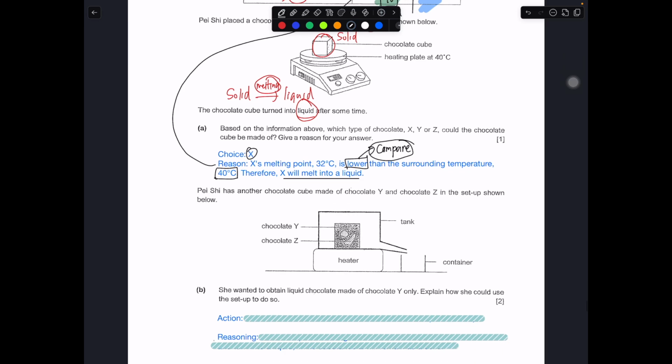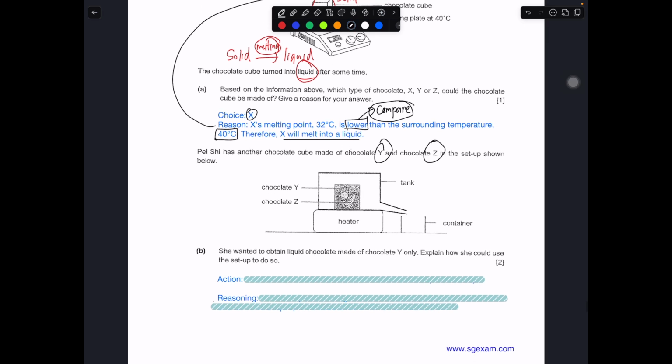Page 3 makes another chocolate cube of Y and Z in a setup as shown below. They tell you that Y and Z make up part of a chocolate cube. Then you've got a tank, a heater, and a container. She wants to obtain liquid chocolate that is made of Y only. That means I want only Y to melt. Z, I don't want it to melt, so I want it to remain as a solid state. Explain how she could use the setup to do so.